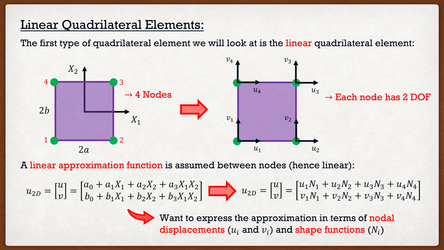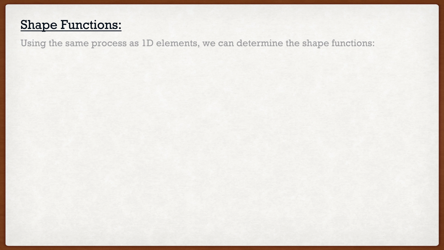So the question becomes, all right, I know that u1, u2, u3 and v1, v2, v3 are going to be those nodal displacements. What exactly is N1, N2, N3, and N4? Well, those are going to be called our shape functions. How do we determine these? Well, we're actually going to use the same process we used for one-dimensional elements.